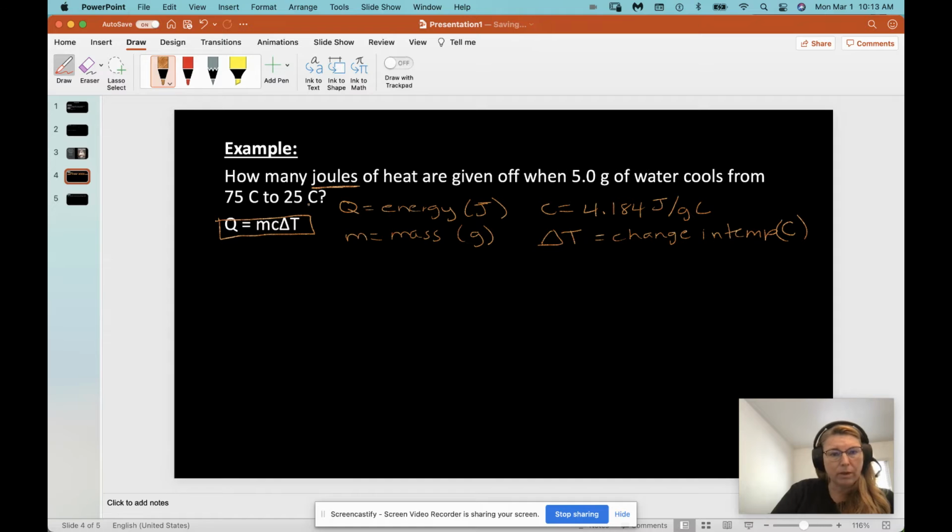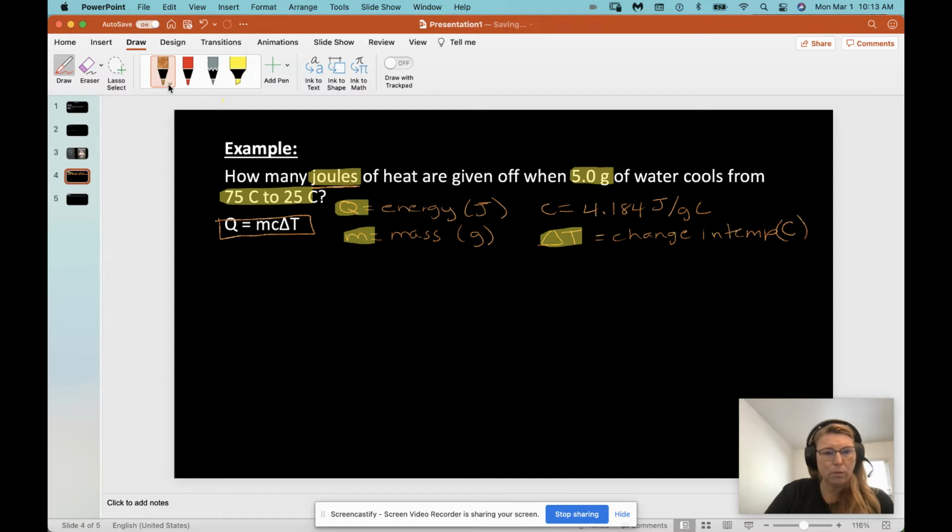So now we want to look at what we have been given in this problem. I'm going to highlight the information that they have given us. It says how many joules, and we already talked about that, joules are going to be Q. This is what we're solving for. Of heat are given off when 5.0 grams, so 5.0 grams is going to be our mass, of water cools from 75 Celsius to 25 Celsius. This is what we're going to use to figure out our delta T.